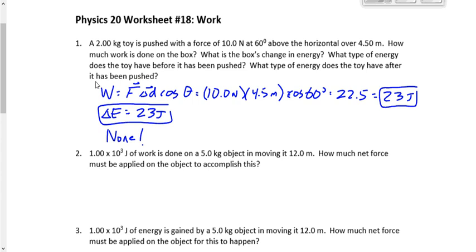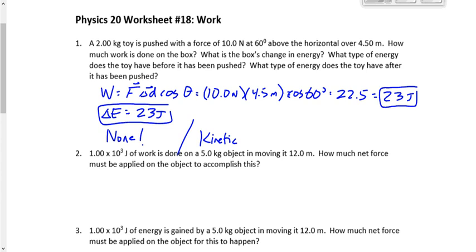That chemical potential energy was transferred to the toy and became kinetic energy as the car went forward. What type of energy does the toy have after it was pushed? We just said that it was kinetic energy. So potential energy is converted to kinetic, but the toy didn't have potential initially. It was whoever pushed it that had potential initially, and that got converted to kinetic in the toy.